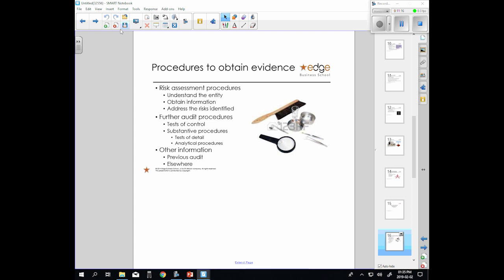You cannot audit something that you don't understand. So you need to understand the business and their model and how it works. Then you can do further audit procedures, test of controls, which was in 3701, and you can do substantive procedures. Your substantive procedures are the procedures in testing the assertions. And then obviously other information you can get.